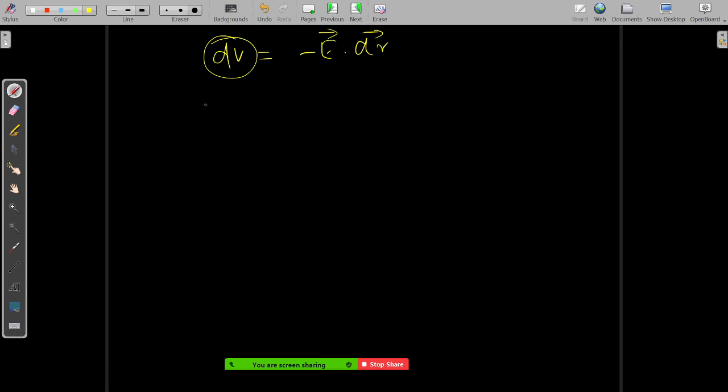Now if you want to spread it out and find the potential difference between two points, you can simply integrate it. So this will be the integration of dv between the positions r1 and r2. It's not like R1 and R2, so initial position 1 and 2, and here it will become minus E dot dr.